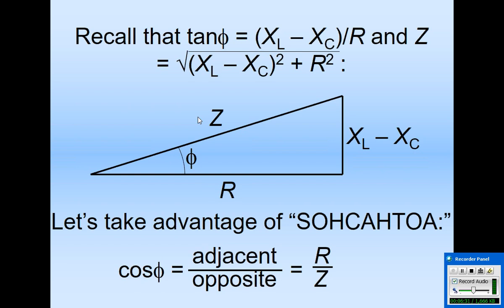Sine equals opposite over hypotenuse, cosine equals adjacent over hypotenuse, tangent equals opposite over adjacent. I have R over Z in the formula on the previous slide. R is adjacent, Z is hypotenuse, adjacent over hypotenuse is cosine. So I get this term cosine phi, the cosine of the phase shift between the voltage source and the current in the circuit, equaling R over Z.